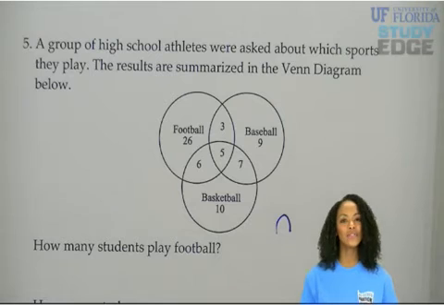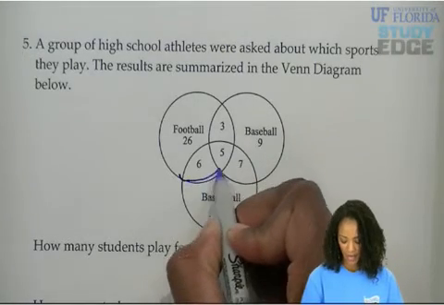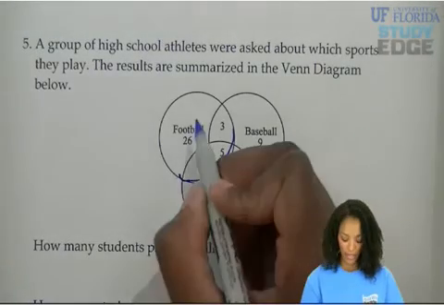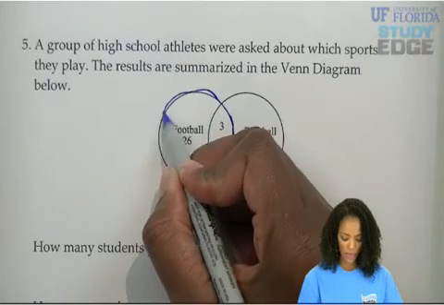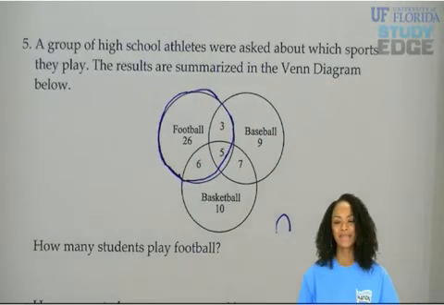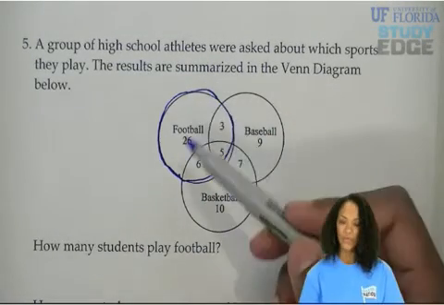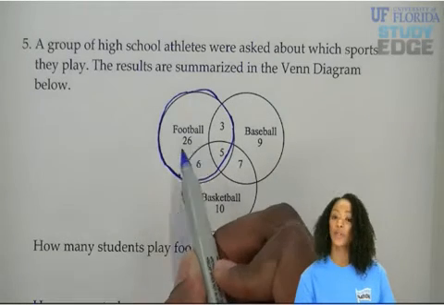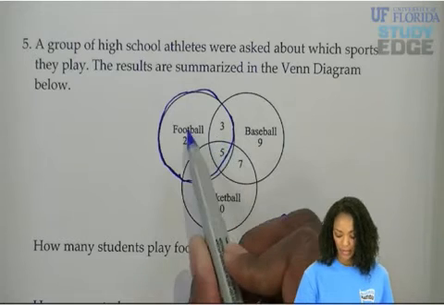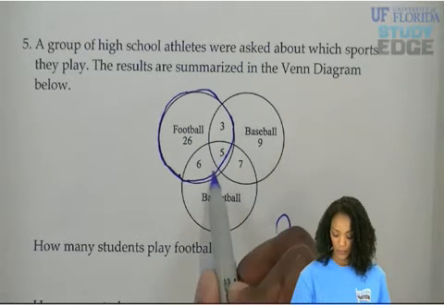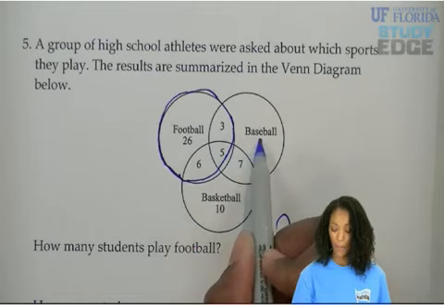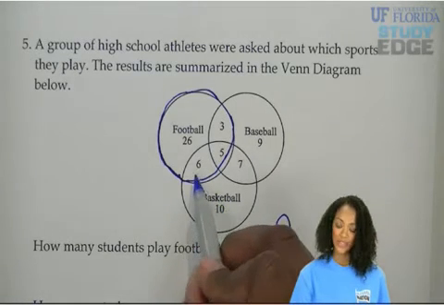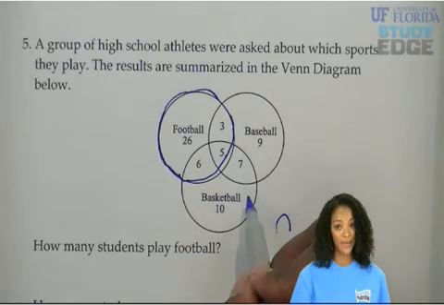What I like to do is use colored pencils to outline, or you can use a regular pencil, just to make sure I don't make any mistakes. I'm going to outline the whole football circle. Every person within there represents all the high school athletes who play football. So 26 play only football, 3 play football and only baseball, 5 play football, baseball, and basketball, and 6 play football and only basketball. They do not play baseball.